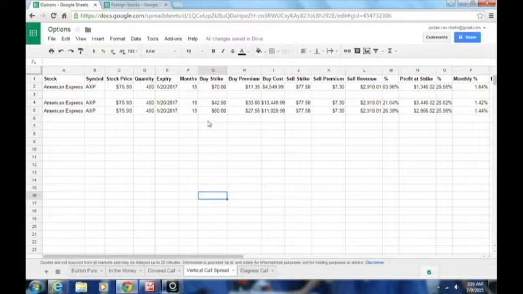So next, an options calculator is required. This is the one that I have created. It's available to all of our subscribers. And this allows me to enter in different numbers and calculate what my costs would be, my max loss, my max gain, percentages.